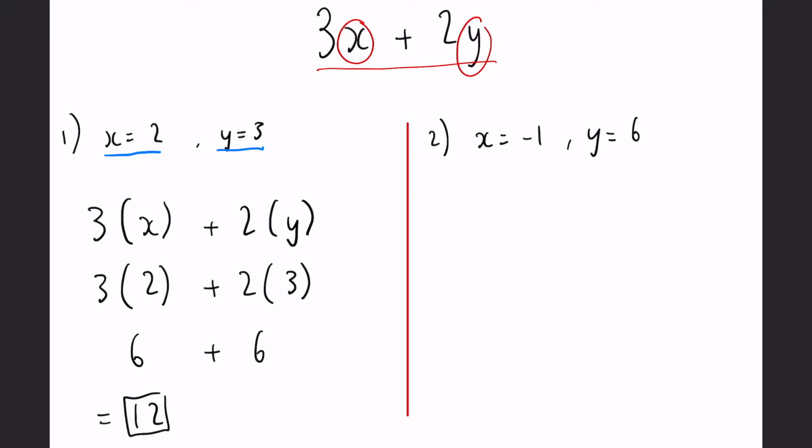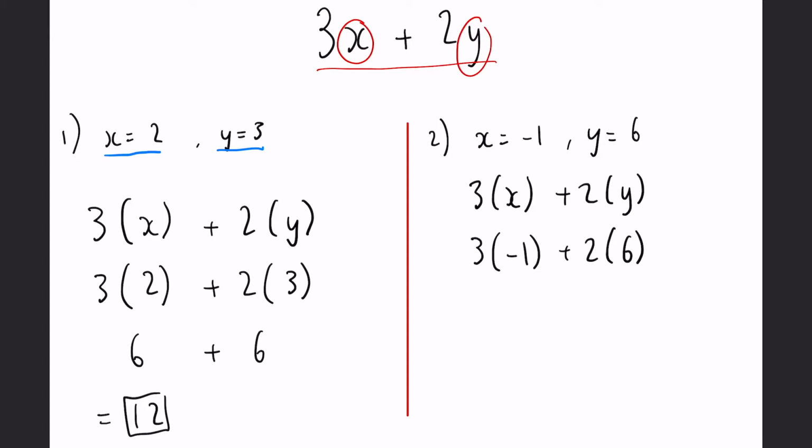Now our second example, we have x equals minus 1 and y equals 6. I wanted to get some practice with the negatives as well because they're often a little bit harder. But if we approach the question in exactly the same way, so isolate our letters inside the brackets and then replace those letters with the numbers provided. So, using our negative number rules here, we have a positive 3 multiplied by a negative 1. So that is going to make negative 3. And we've got 2 multiplied by 6, both positive. So that's going to make 12.